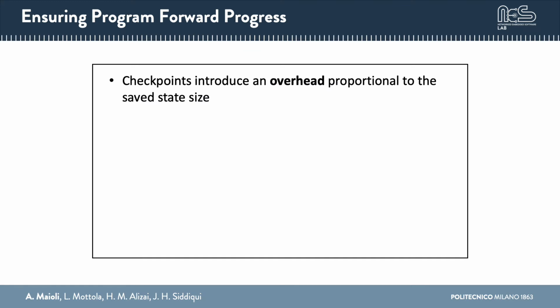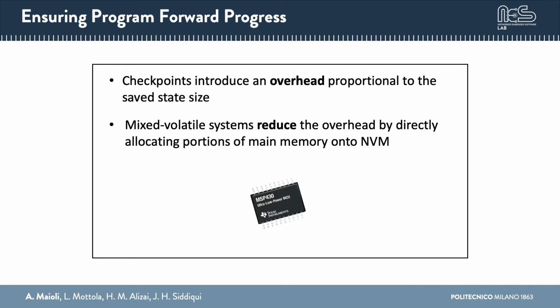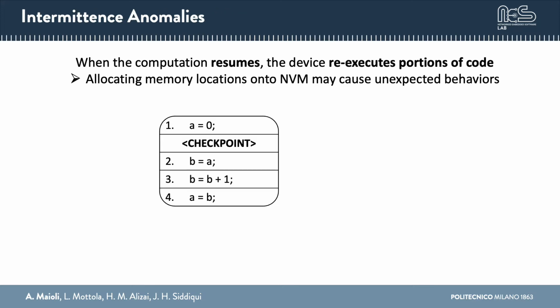However, checkpoint operations introduce a computational and energy overhead which are proportional to the dimension of the saved state. To reduce such overhead, mixed volatile systems directly allocate portions of the main memory onto a non-volatile memory location, which is internal to the microcontroller unit. Unfortunately, this may cause an unexpected behavior which is partially recognized as intermittent anomaly.